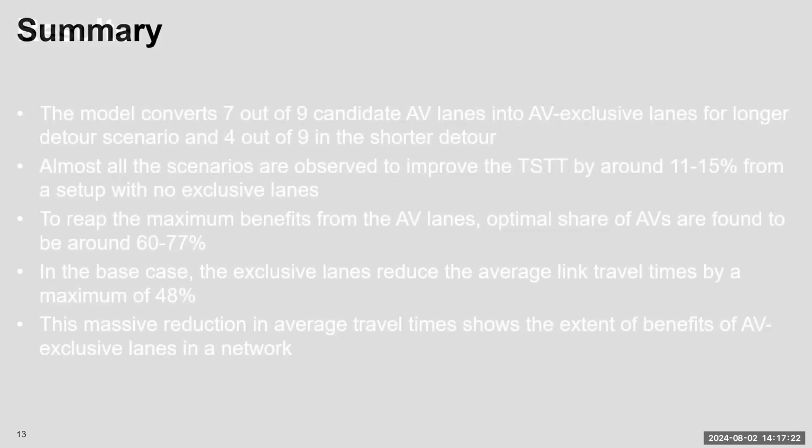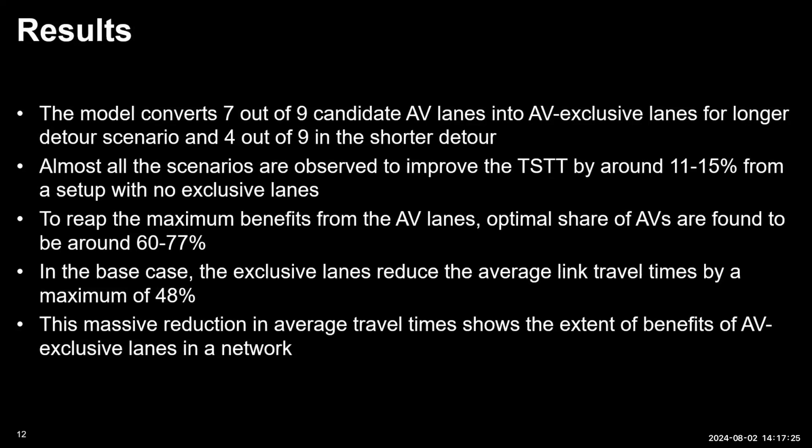Sorry, I'm not clear on all of your assumptions here. So the base case, what percentage of the vehicles are AVs? So we start with no AVs in the network. Is that the base case? Yes. So in the base case, the exclusive lanes reduce the average link travel time by a maximum of 48%.